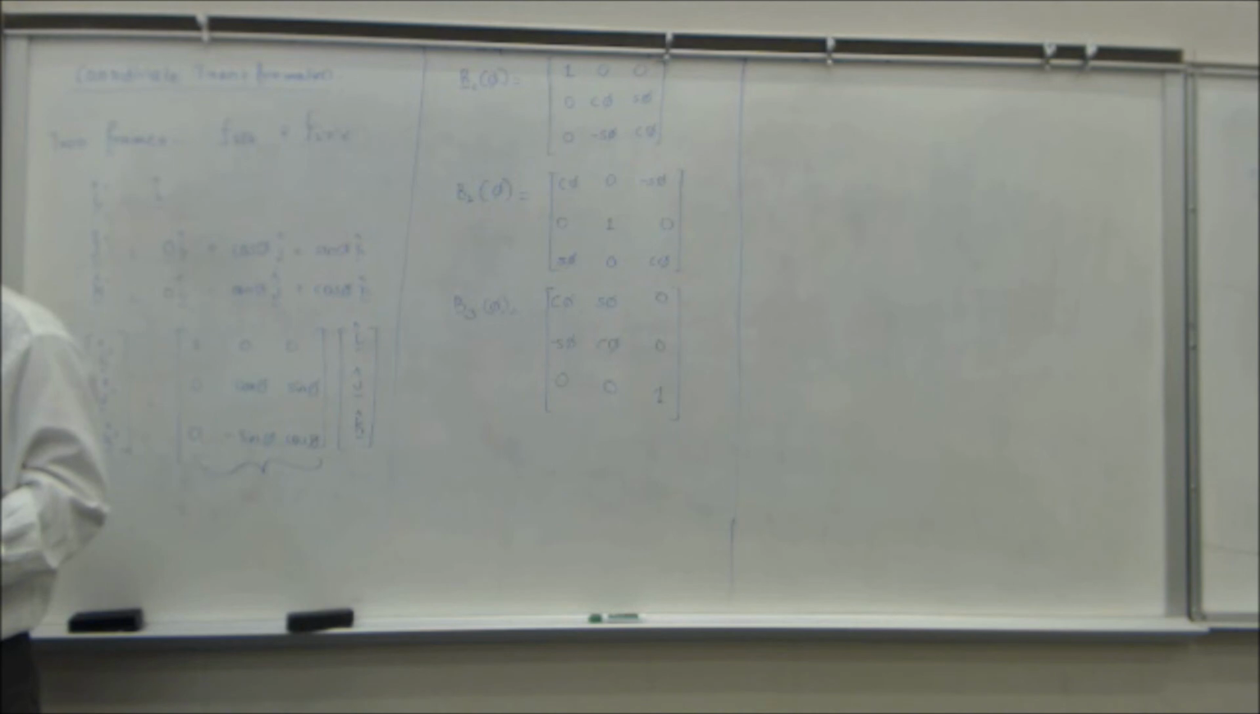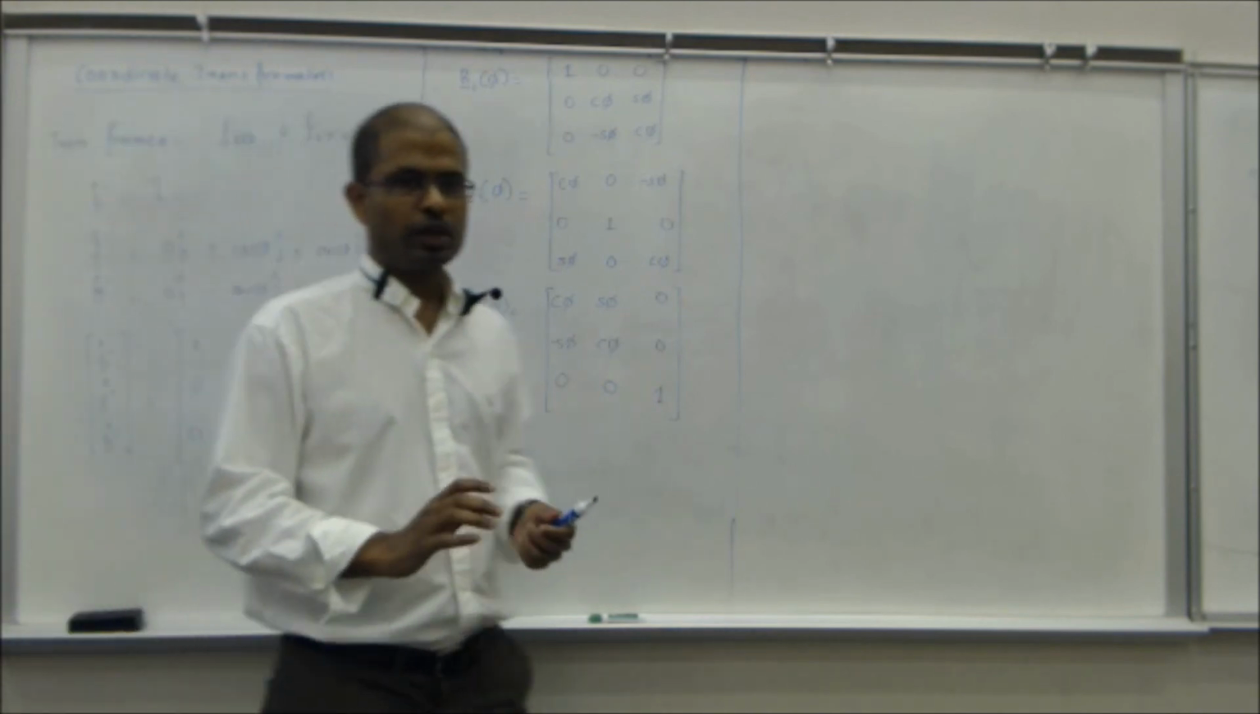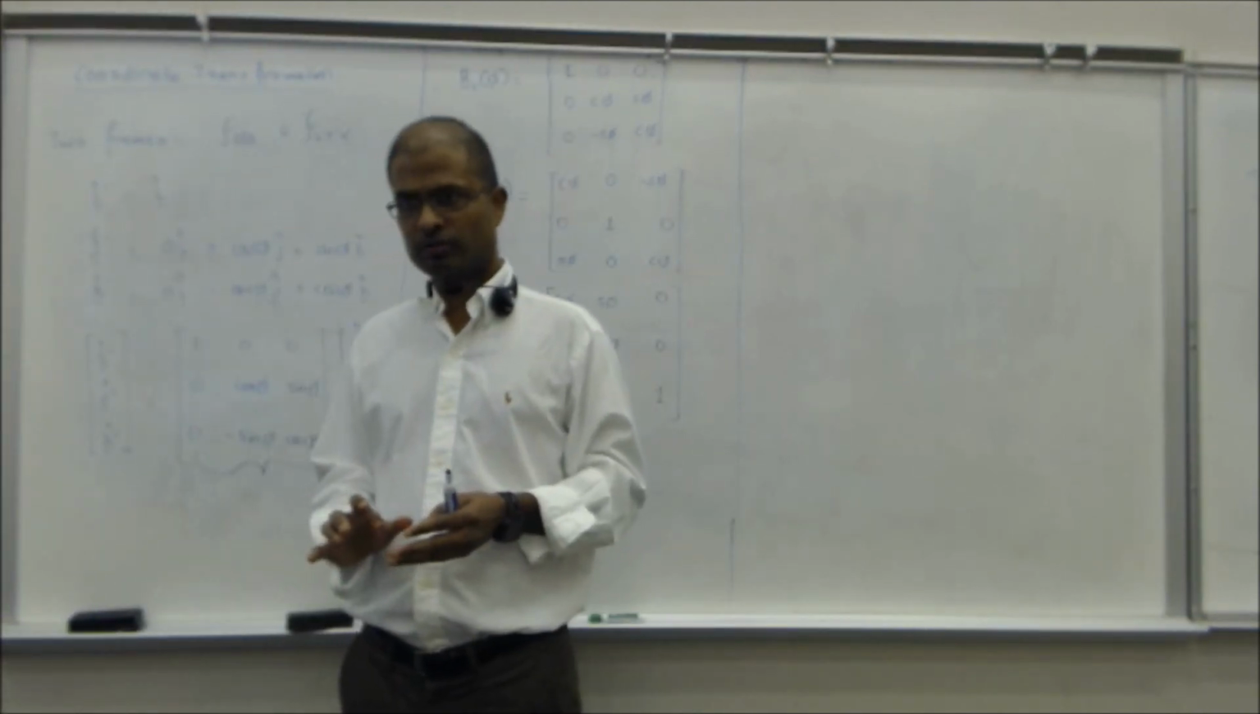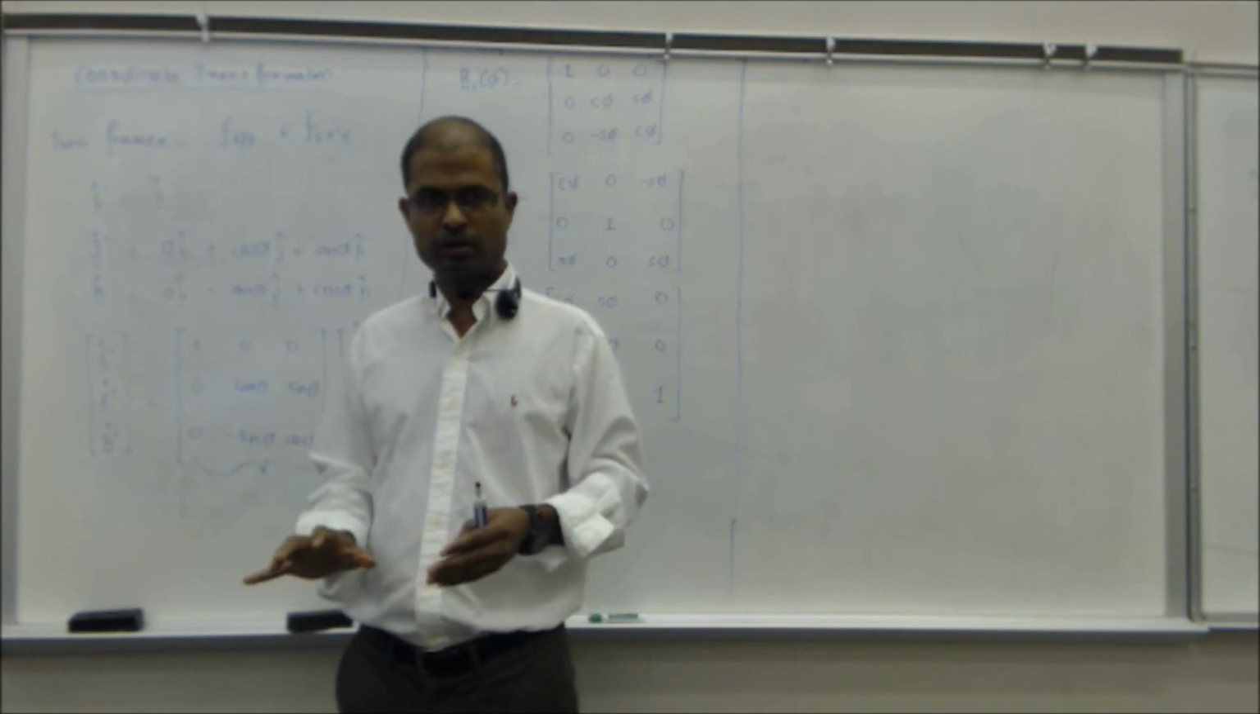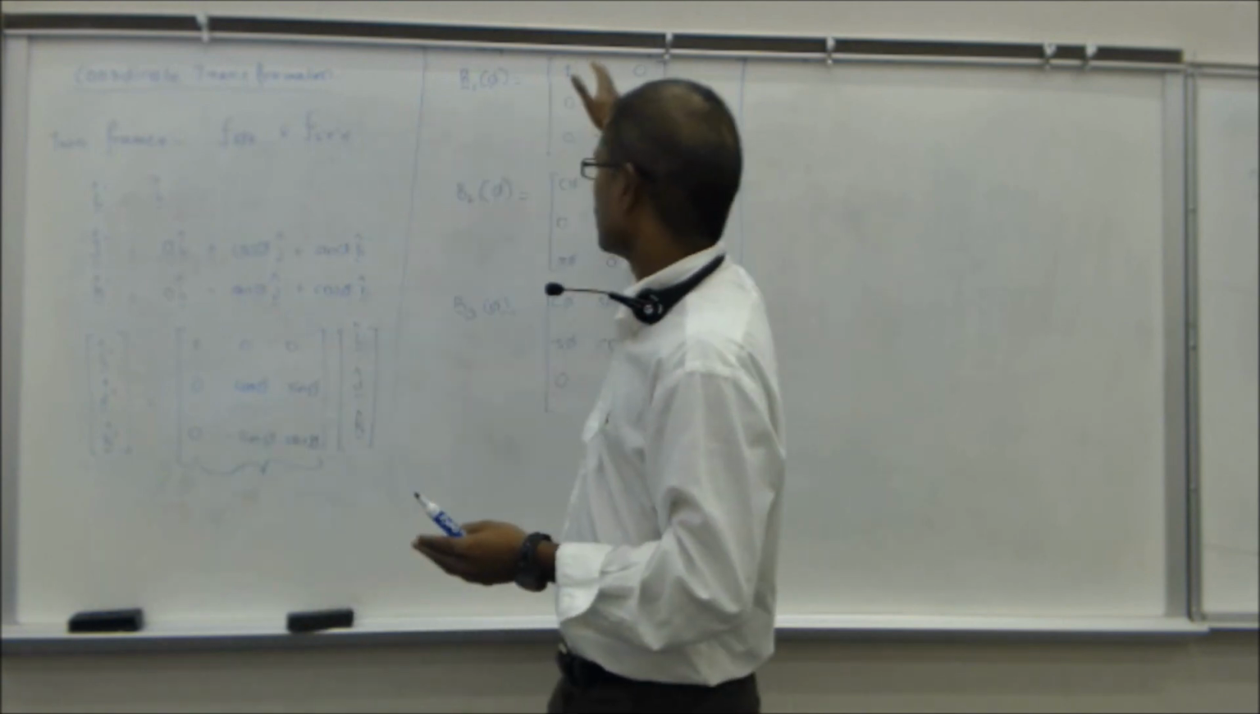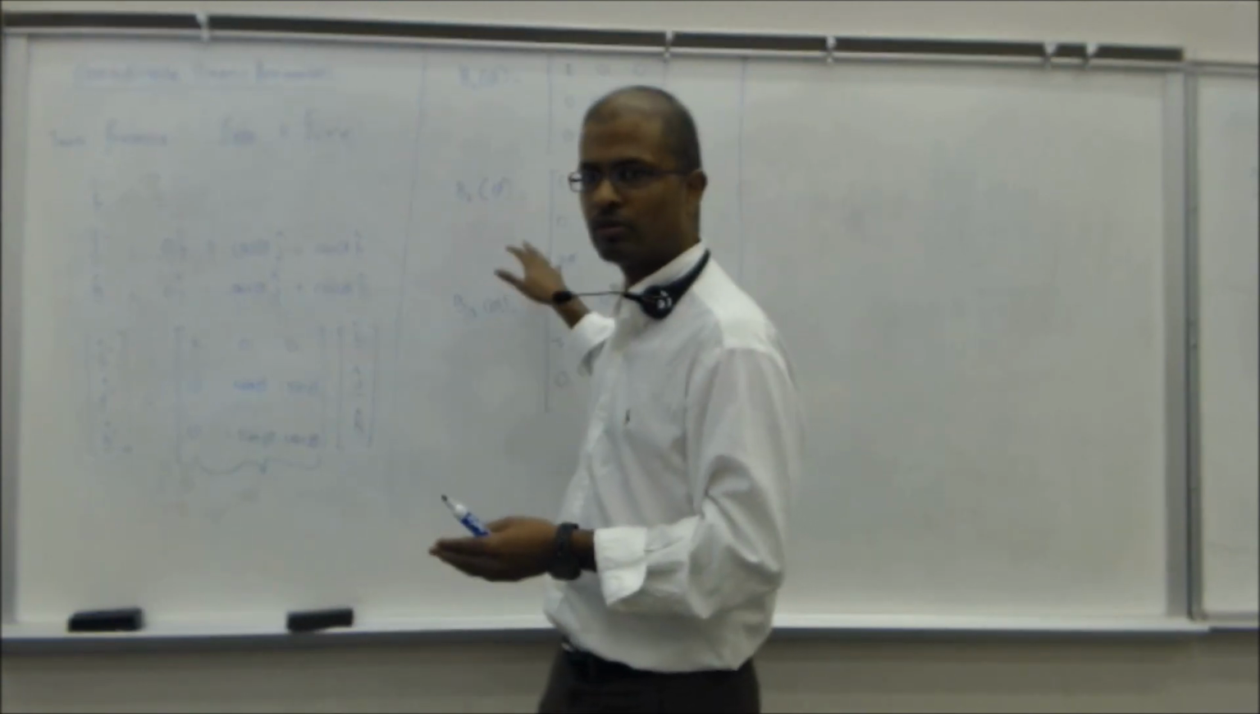So for the alpha angle, they rotated about z. For the beta angle, they rotated around the x. We'll get to that. The way you get there is, you can get from any rotation to another by using a combination of these three.